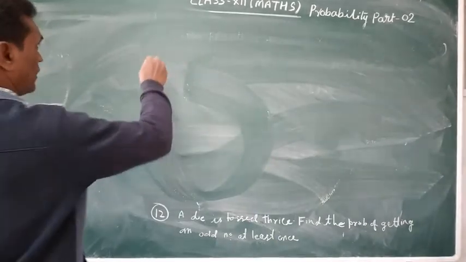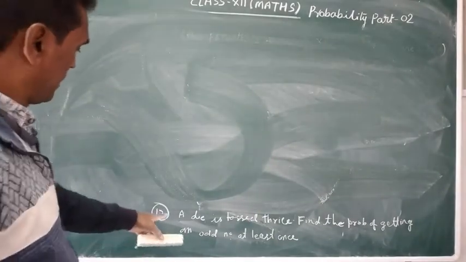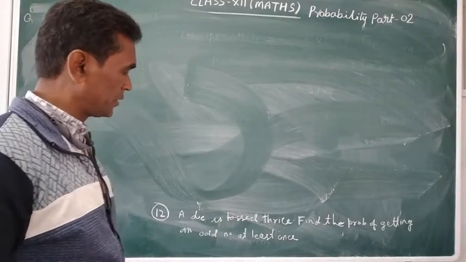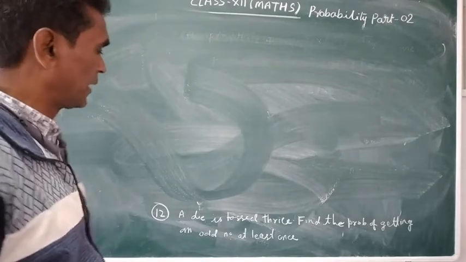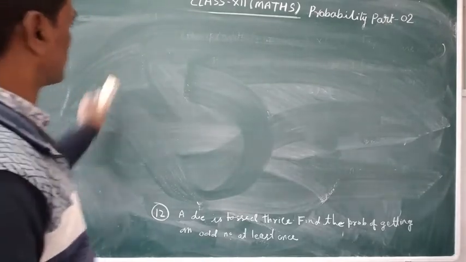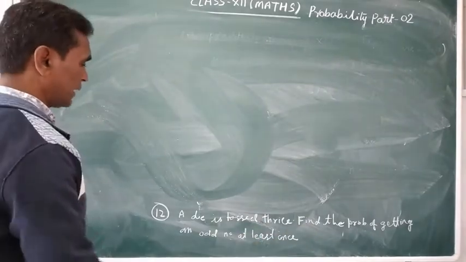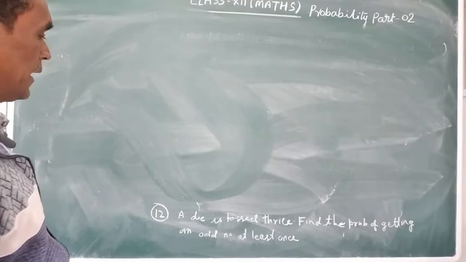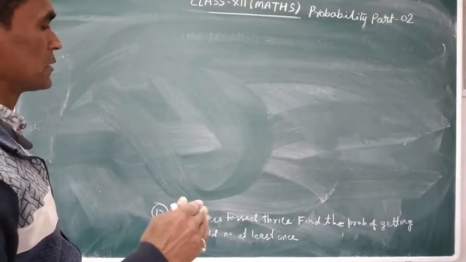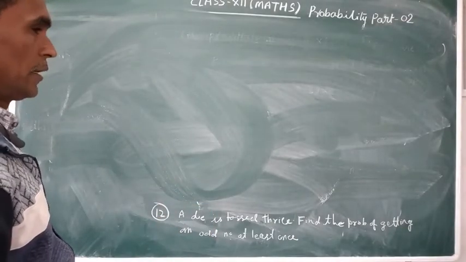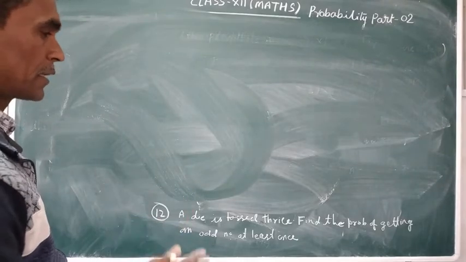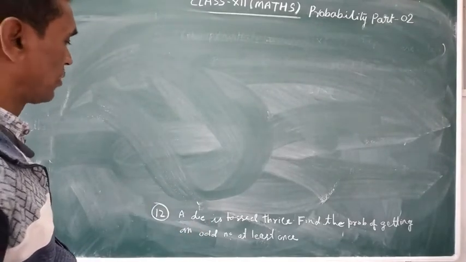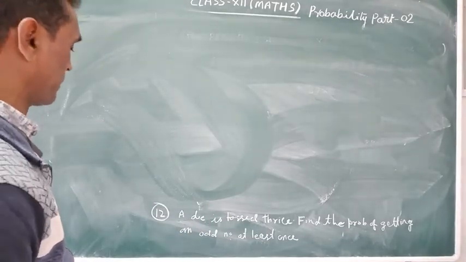Now question number 12. A dice is tossed 3 times. Find the probability of getting an odd number at least once. So one dice is tossed 3 times, and you know the occurrence in the second toss isn't affected by the occurrence in the first. So this experiment of tossing is independent of each other.